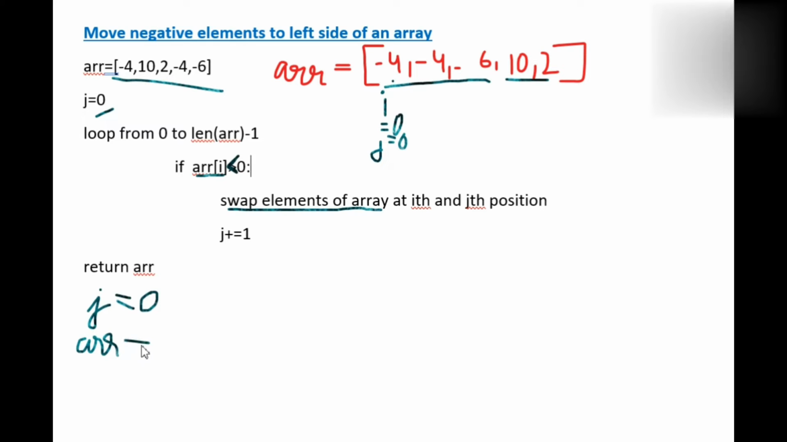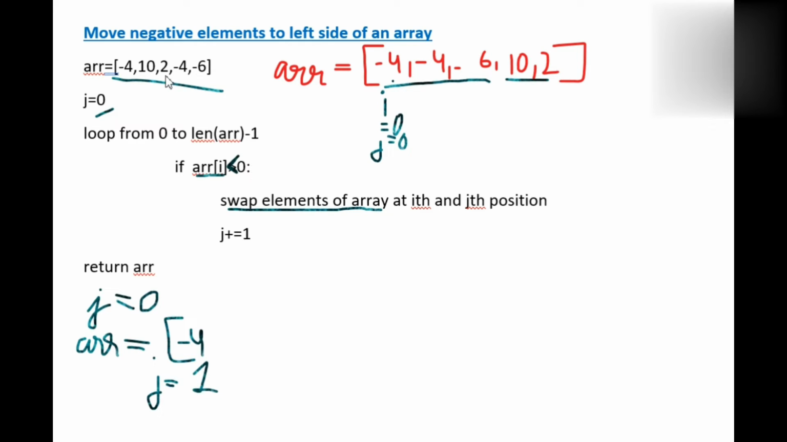Then the array will become, here we get -4. Now we will increment j by 1, so j becomes 1. Then we again traverse the loop. I equals to 0 is done. Then I equals to 1. So if array of I is less than 0, no.